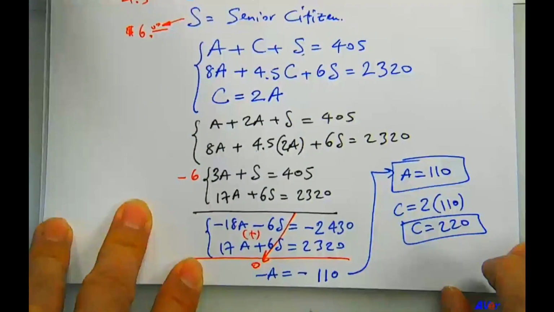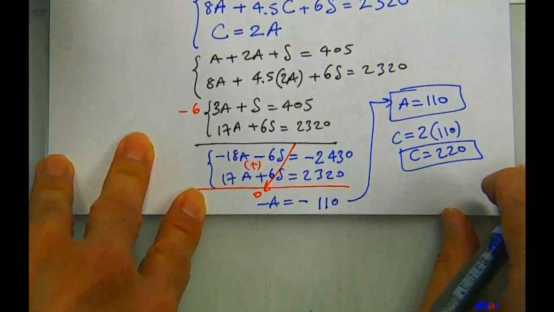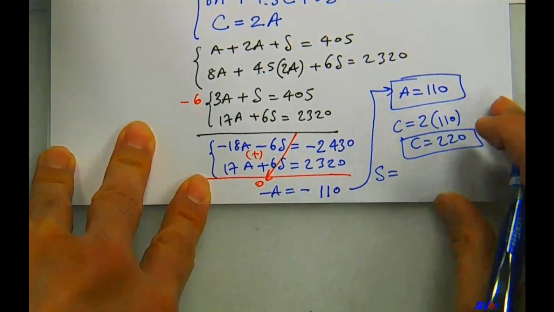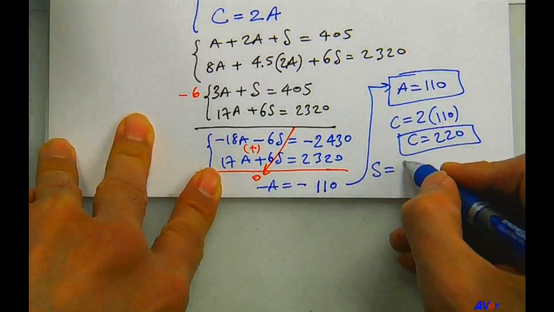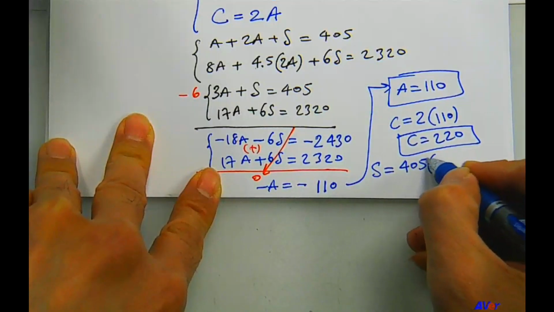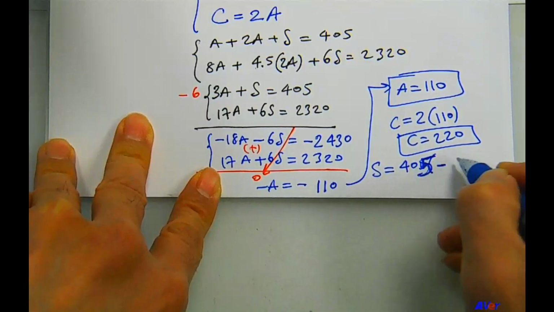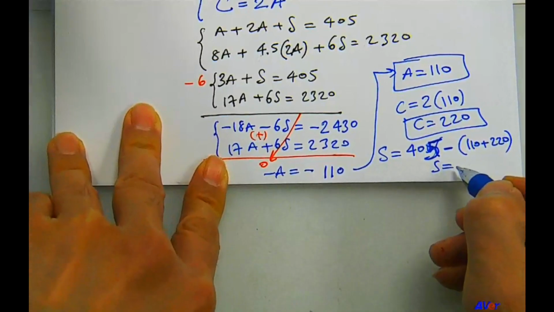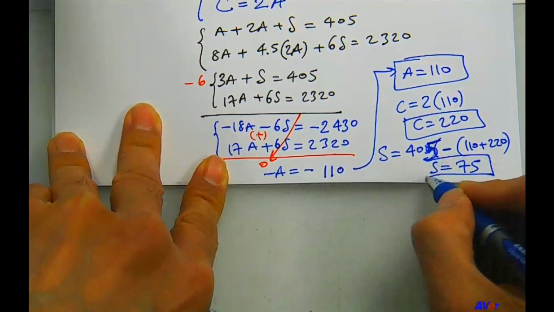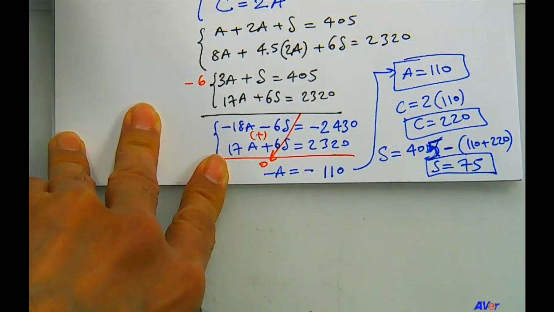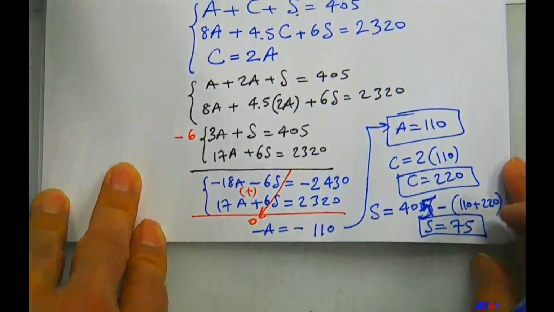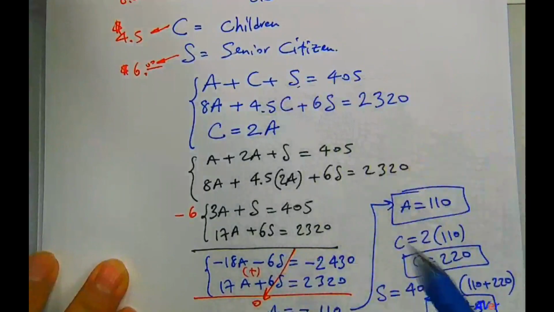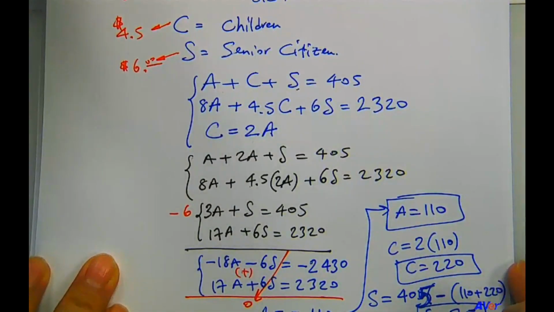And remember that we had total 405 tickets sold. So the number of tickets that were sold to senior citizens is going to be 405 minus these two added together. So the number of senior citizen tickets would be 75 tickets. Okay, so 80% of this problem, at least 80%, is setting up this system. Once you have that, the rest is going to fall into place.